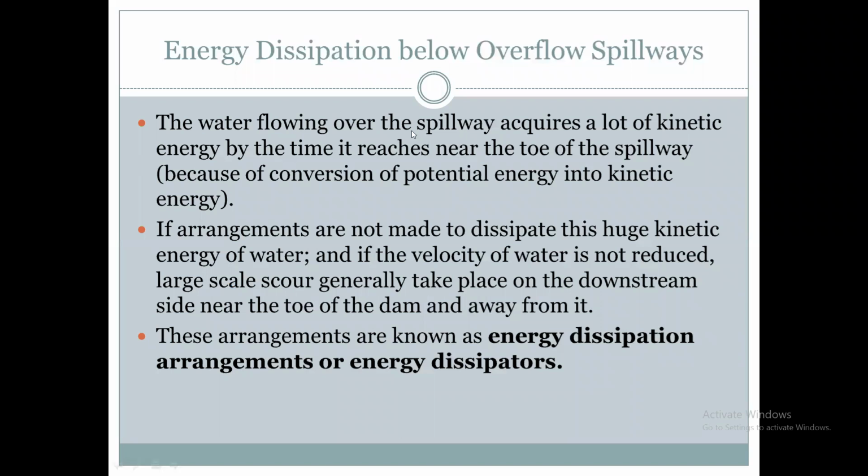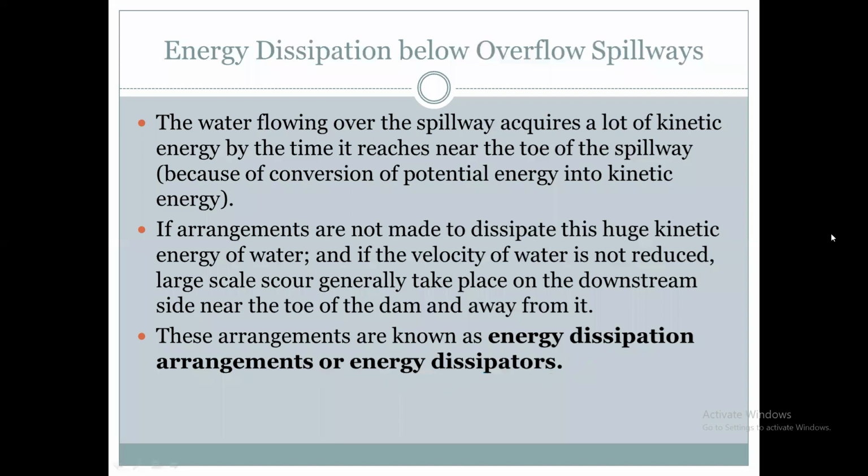So to reduce this, a certain arrangement is made on the downstream side of the dam, at the toe of the dam, to reduce this kinetic energy. That arrangement which is made to reduce or dissipate this kinetic energy is known as an energy dissipation arrangement. What do we call it? Energy dissipators.